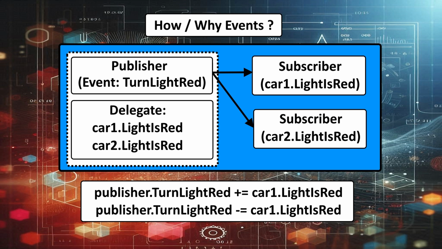So in simple terms, if a car object wants to listen or subscribe to the TurnLightRed event, it adds its own response method to the delegate's list. The same when it wants to unsubscribe from the event, it simply removes its method from the event.